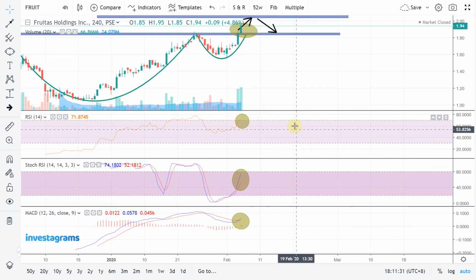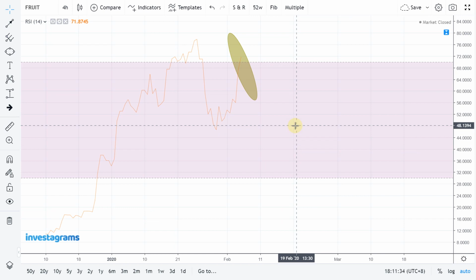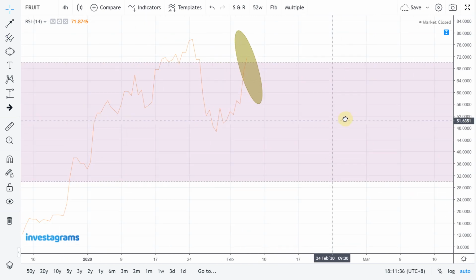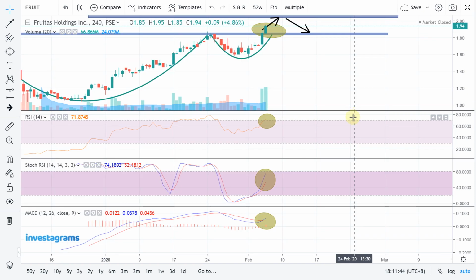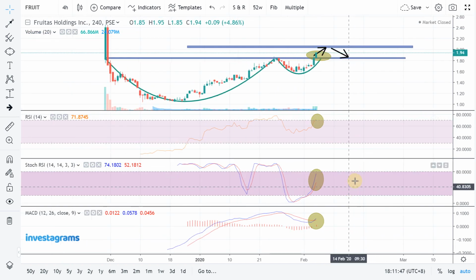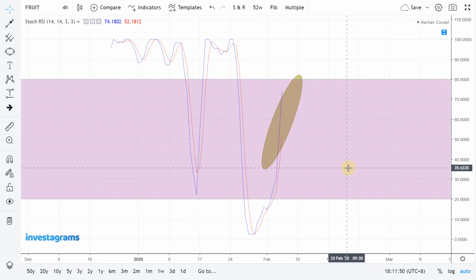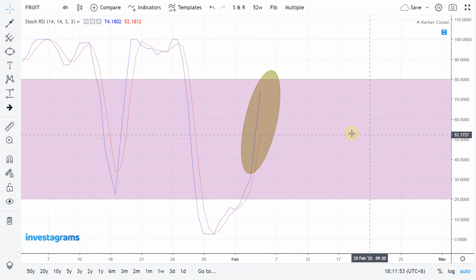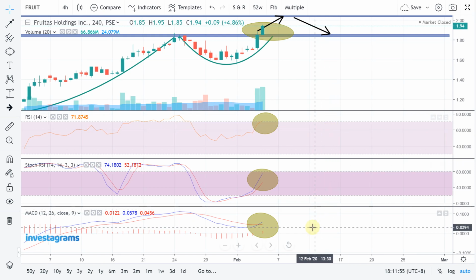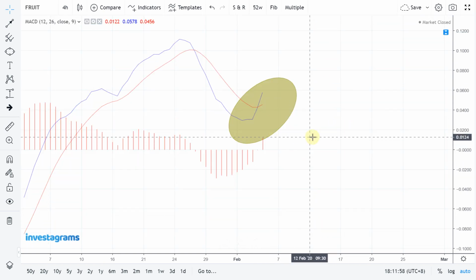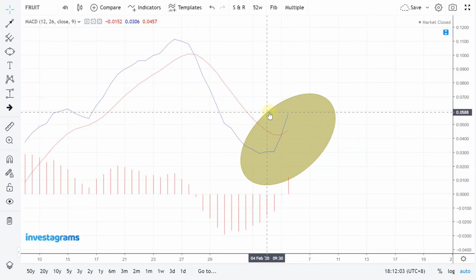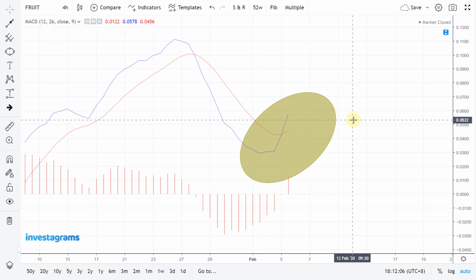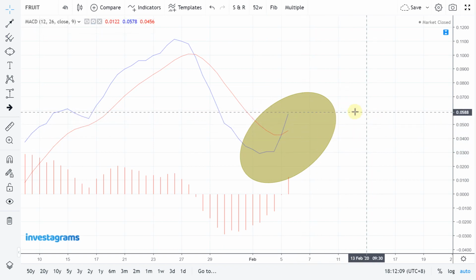For indicators, nakita natin sa RSI. For RSI, overbought na siya, pero meron pa to, guys, momentum. Same with sa ating stock RSI. So papunta na siya sa overbought condition. And yung last natin, yung MACD. So we see a bullish flip sa 4-hour chart. So ibig sabihin sa MACD bullish tayo.